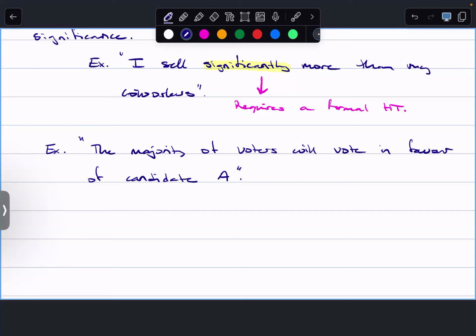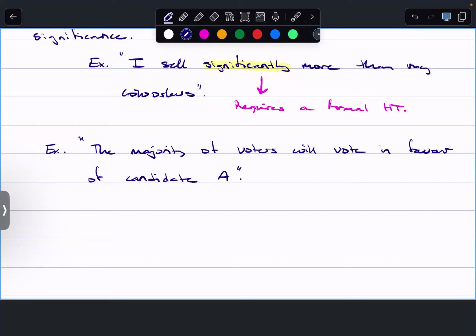It used to be funny to talk about Trump, but now it's not so funny anymore when we talk about voting. So let's just call it candidate A.